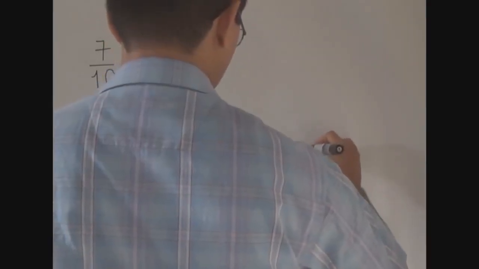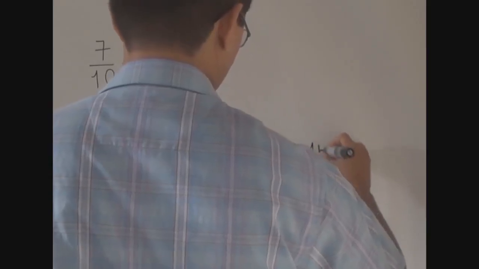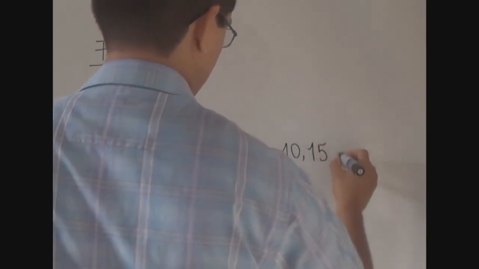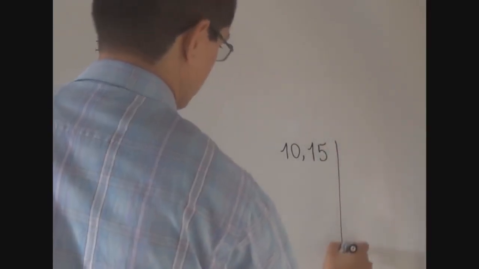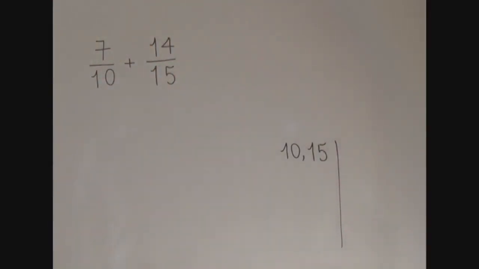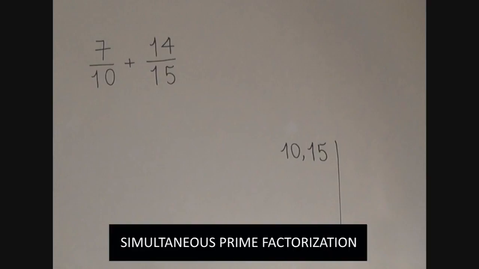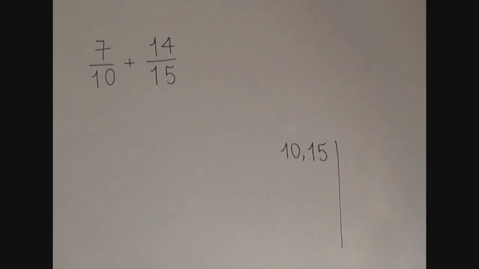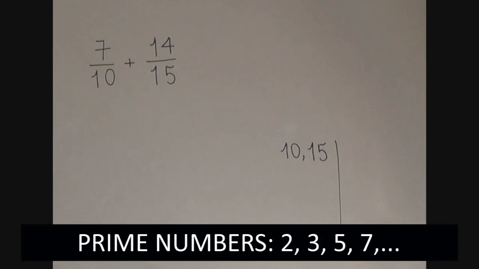We write 10, use a comma just to separate it from the 15. We draw a vertical line on the right, as you can see. And we will start calculating the LCM by doing what we call simultaneous prime factorization. How do we start? We test the divisibility of these numbers by prime numbers 2, 3, 5, 7.